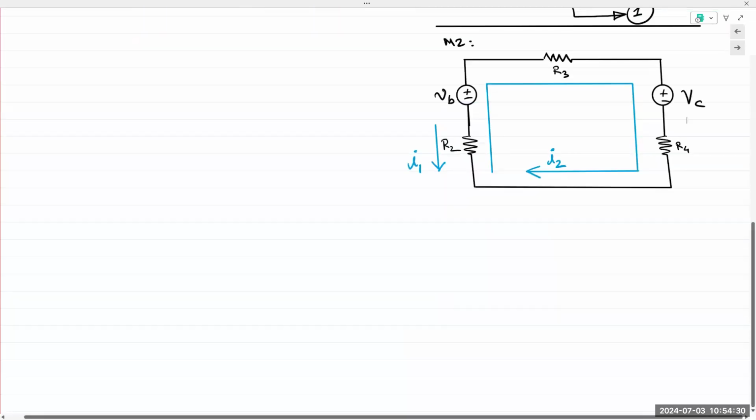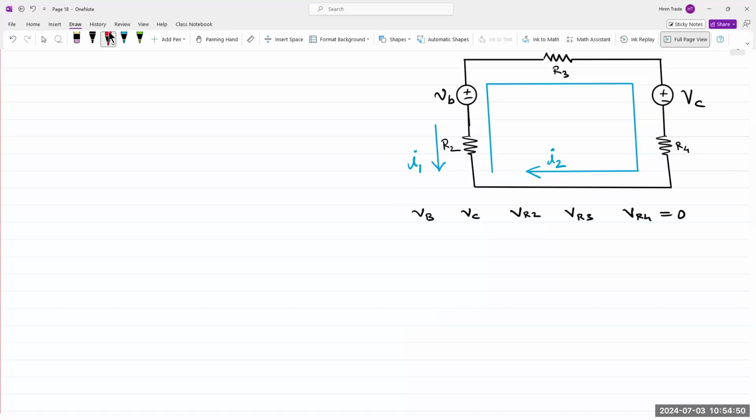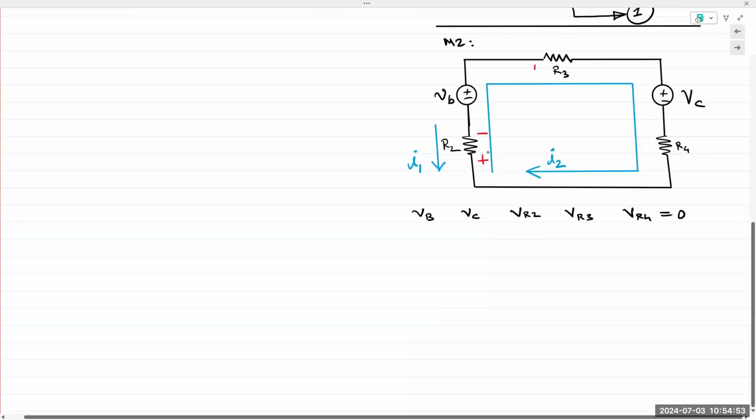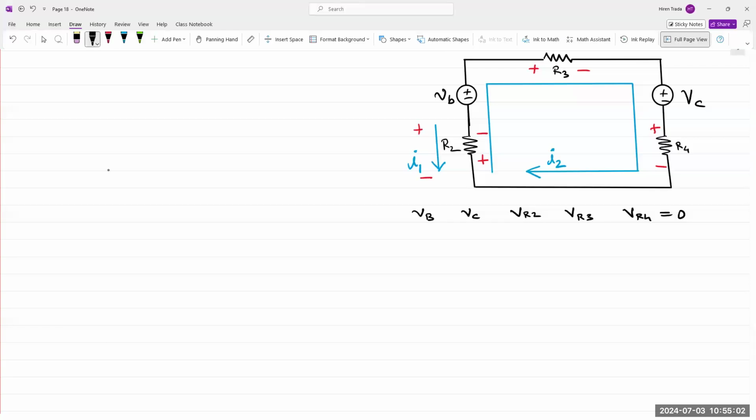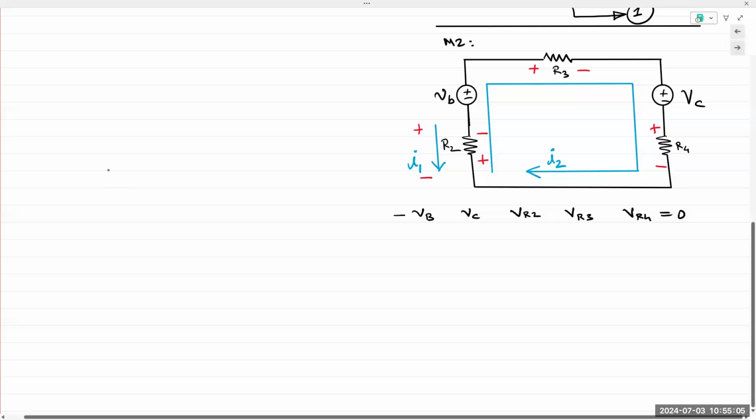What do we get? Starting in the bottom left corner, I have 2 voltages. So I'm going to write VB, VC, and VR2, VR3, and VR4, summing up to 0. Obviously, this is plus minus this way, plus minus, plus minus, plus minus. Okay, so VB is minus, VC is plus, plus VR2, plus VR3, plus VR4.